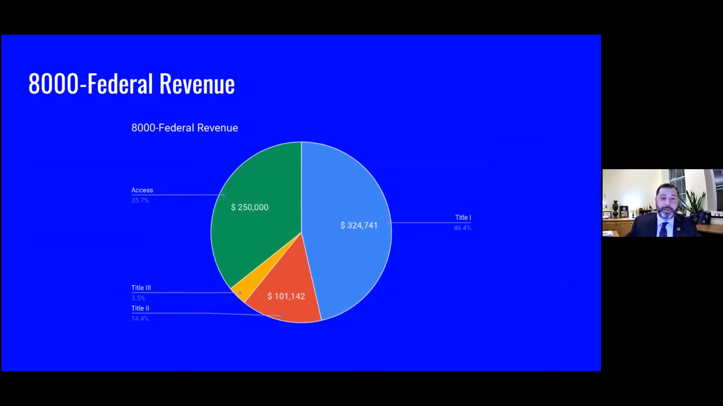Federal revenue is less than 1% of our budget. However, these are some of the categories that we currently get: Title I, Title II, Title III, and then our Access monies that are billed through the medical access program for our most needy students. So not a huge chunk of our money, but we use those numbers specifically to pay salaries and benefits for our reading specialists and some professional development, and to help our most needy kids.